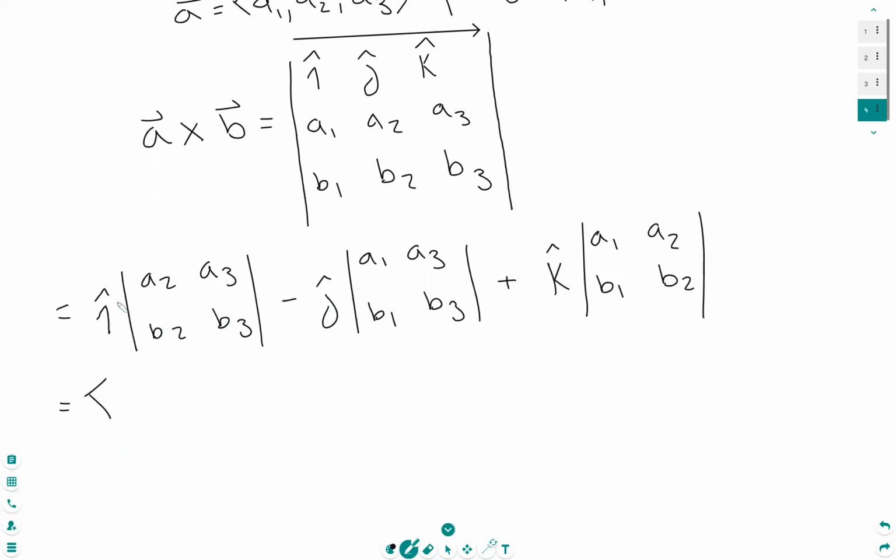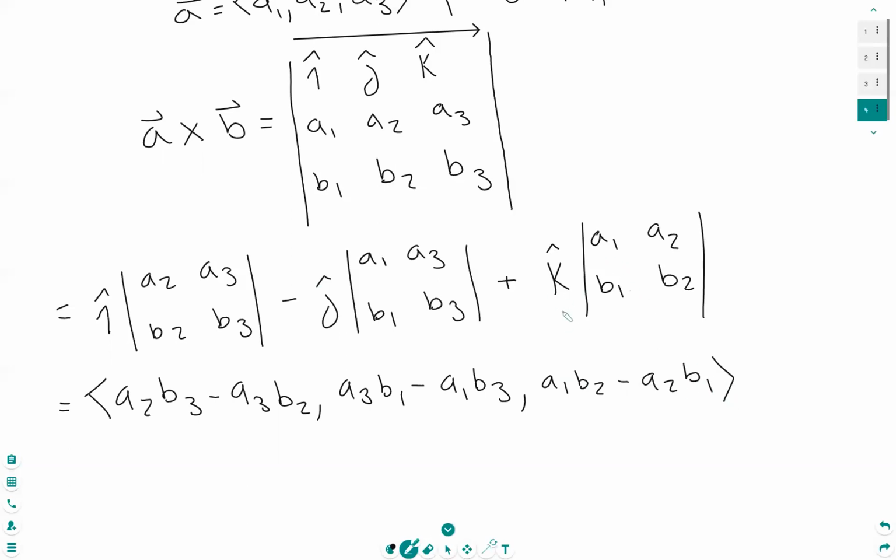So the x entry is everything that's on this i hat, which is just A2 times B3 minus A3 times B2. The next entry is everything that's on this j hat, and keep in mind that we also have this negative here. So we have A3 B1 minus A1 B3. I just kind of swapped the order because we have this negative. And then we have A1 B2 minus A2 B1. And this is everything on the k hat.